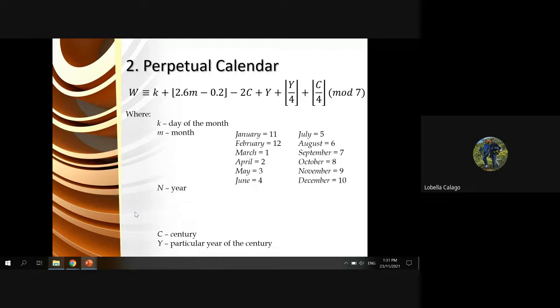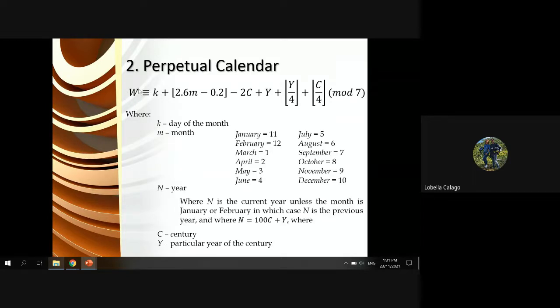I'm so sorry. There's something wrong with my PowerPoint, so I can't write. Going back, I will just explain it this way. As you can see, up here, this is the formula of the perpetual calendar, where W is for the week.